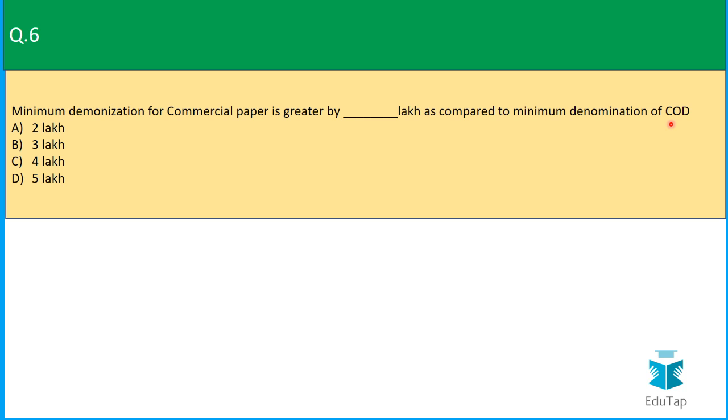Very good. I can see some people answering it correctly. You are right. The minimum denomination for commercial paper is 5 lakh and for CD is 1 lakh. So for commercial paper, the minimum denomination is greater by 4 lakh as compared to the minimum denomination of CD.